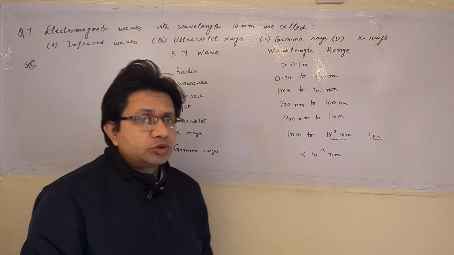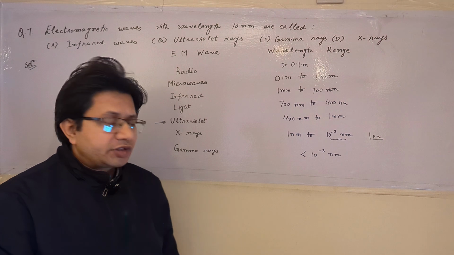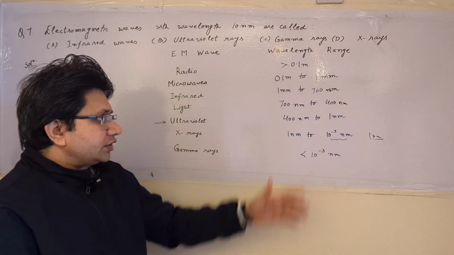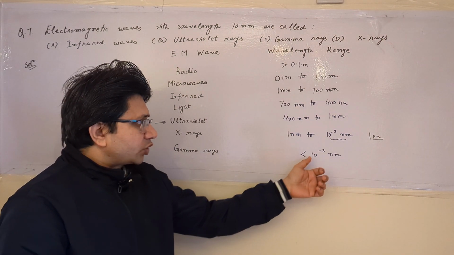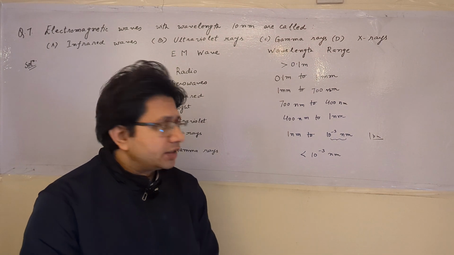These are also subdivided into two parts, the hard X-rays and soft X-rays. Gamma rays range from less than 10 to power minus 3 nanometer.